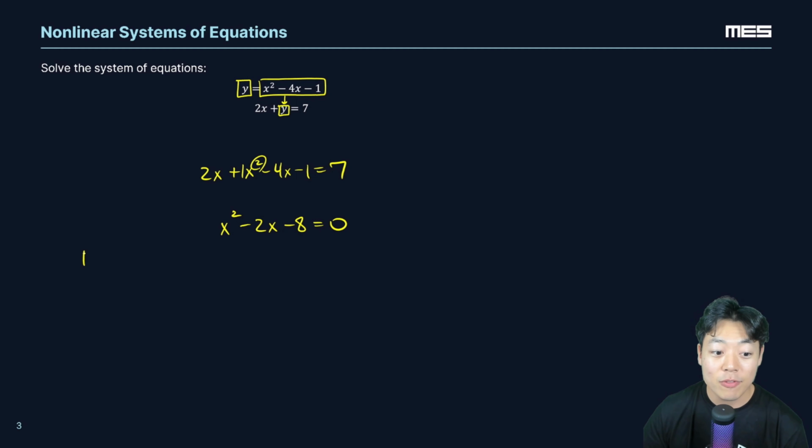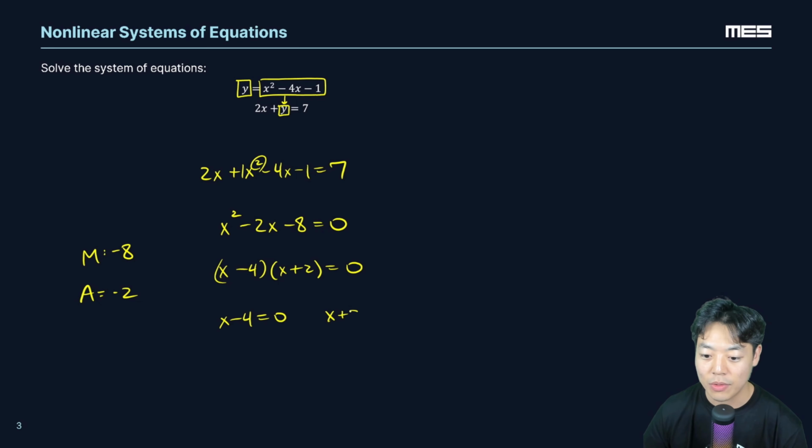Now, think of two numbers that multiply to negative 8 and add up to negative 2. Well, those two numbers are negative 4 and positive 2. Keep in mind that whenever we have a product of two expressions equal to 0, then either one of those expressions can be set equal to 0. So x is equal to 4 and x is equal to negative 2.